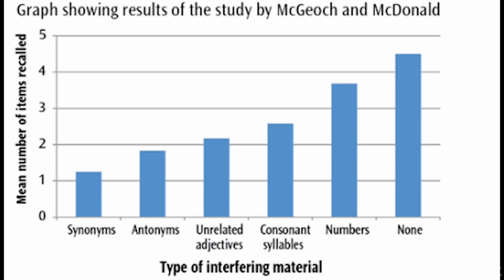What you guys can see on screen now is just a graph showing the results. As you can see, when they were synonyms, very few words were recalled, and when no new words were learned, the recall was far higher, showing that if we learn new information that is similar to the information that we had previously, that is more likely to have an impact on us forgetting the information that we learned first.